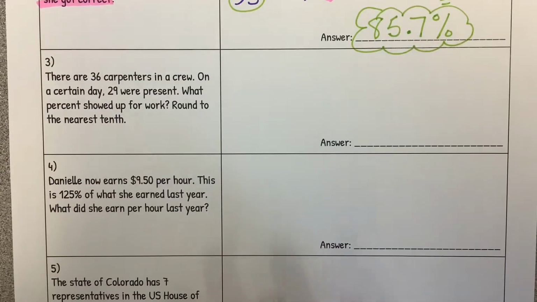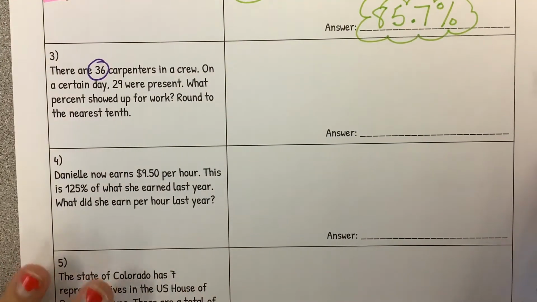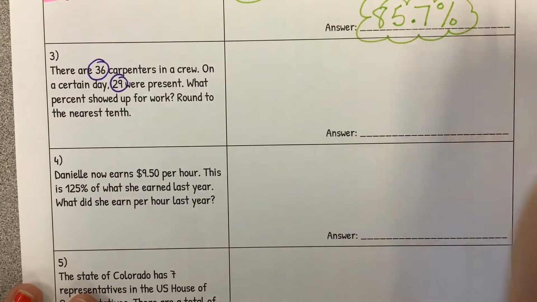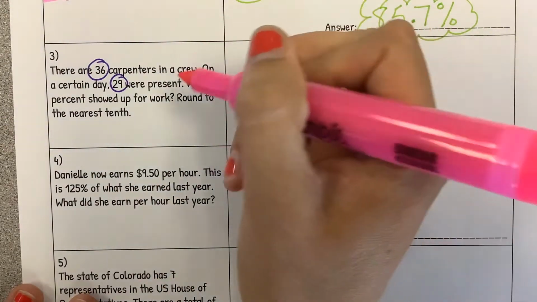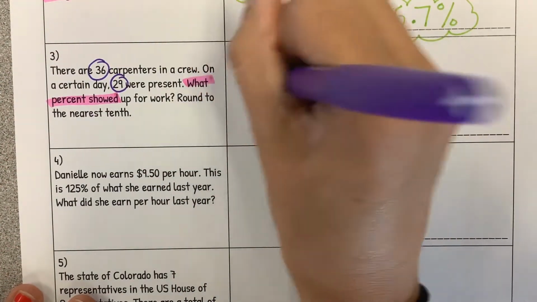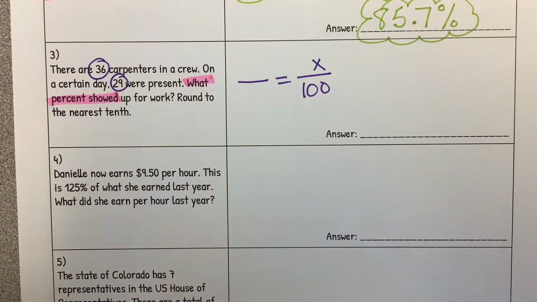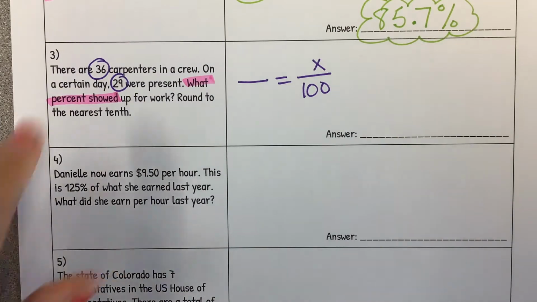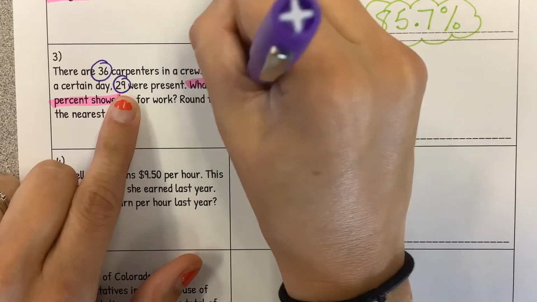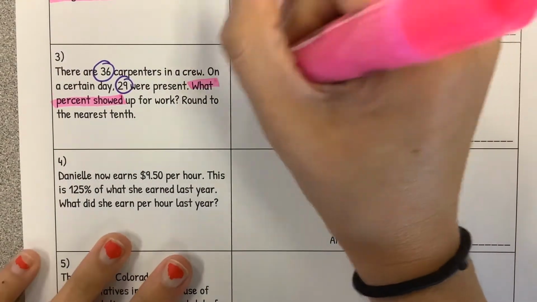All right. There are 36 carpenters in a crew. On a certain day, 29 were present. What percent showed up for work? So what percent? Again, we are solving for the percent. So I'm going to set up my percent proportion with my X in the percent spot. And then of our two numbers, there are 36 in the crew. That is our total. The 29 that were present that day is the part. We want to know what percent is that 29.